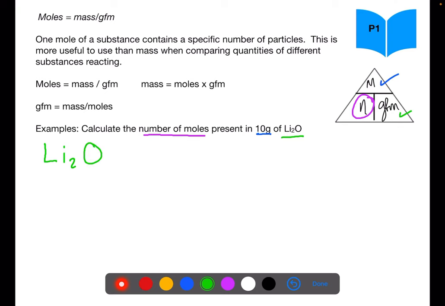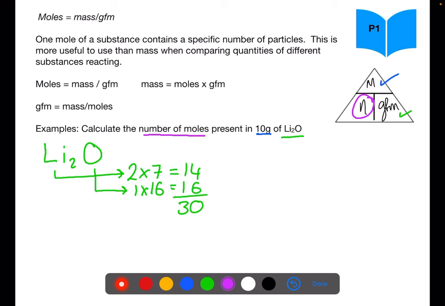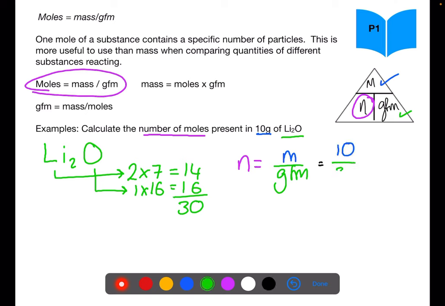We take the lithium oxide formula. We have 2 lithium, each with a relative atomic mass of 7. We then have 1 oxygen with a relative atomic mass of 16. So overall, we have a gram formula mass of 30. We can then take the appropriate equation, which we have here as moles equals mass divided by gram formula mass. In the question, we have 10 grams and then a gram formula mass of 30. This gives 0.33 moles.